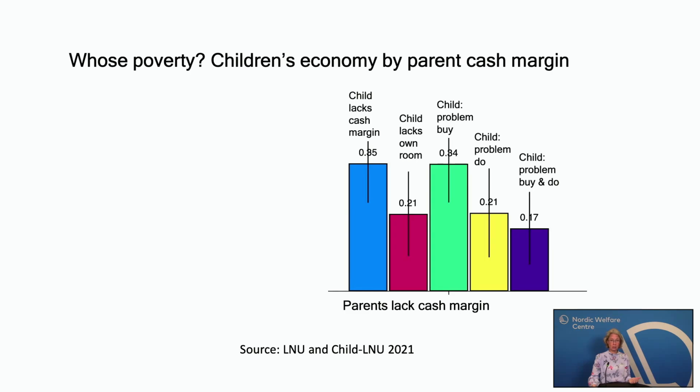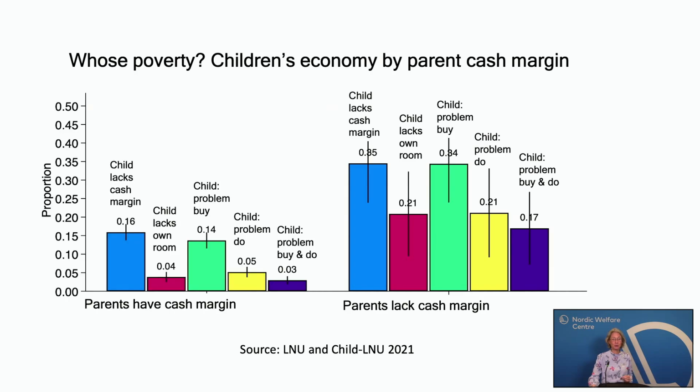And we study also this for other outcomes for the children. And we see, for example, that around a similar proportion, around a third, have the problem to buy things that other children buy. And the interesting thing comes when we study also the parents who don't have a cash margin. These kids would be invisible if you studied just the family poverty, but you see that substantial numbers of these kids also have economic problems.